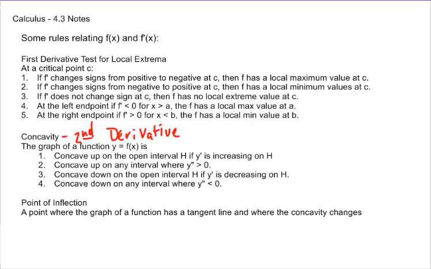And so we need to take the second derivative of our function. Once we take our second derivative, we want to look where the derivative is greater than 0 and where the derivative is less than 0. Where it's greater than 0, you're concave up, and where it's less than 0, you're concave down. So let's just dive into a problem here.